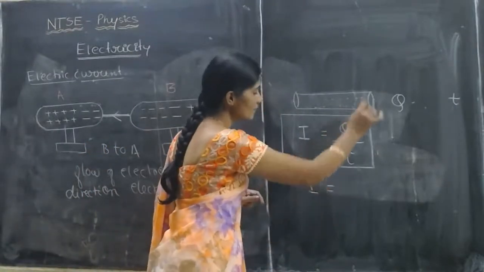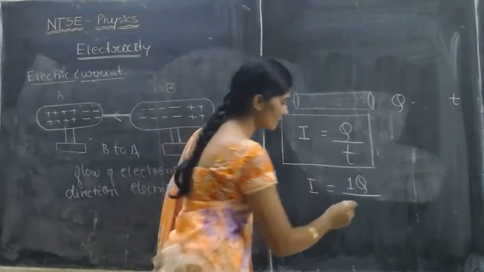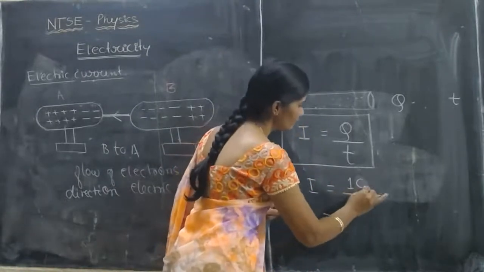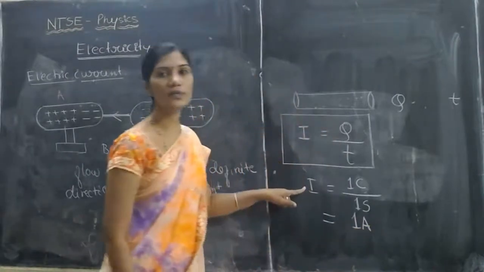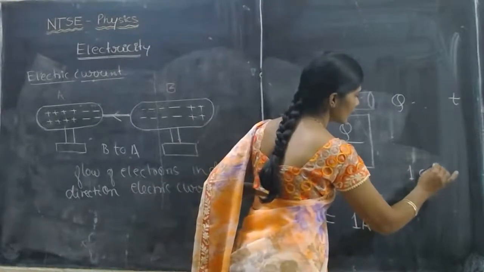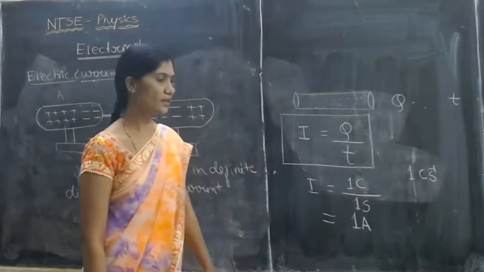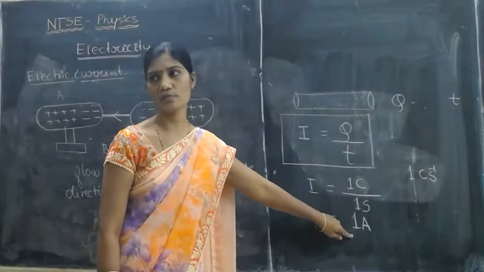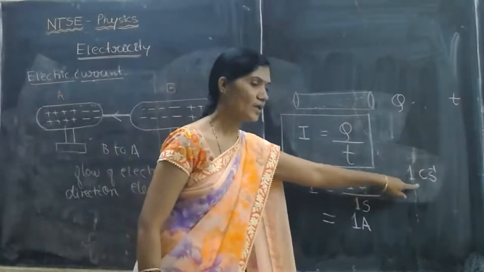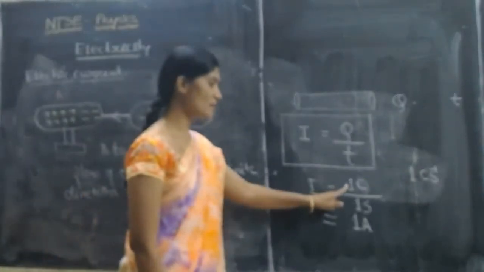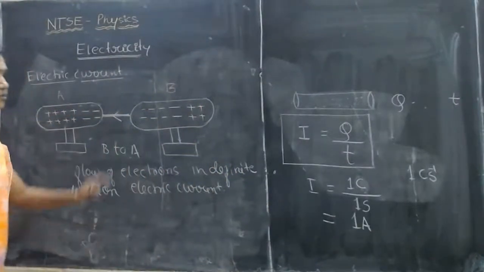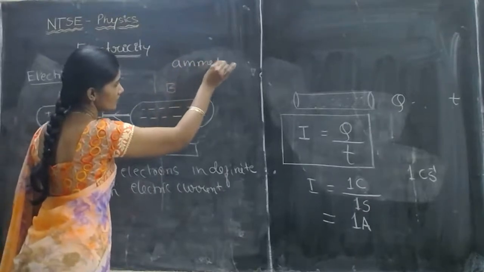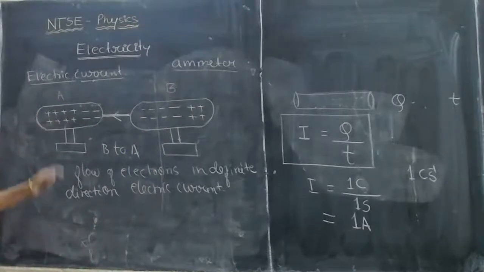If 1 coulomb of charge is flowing across a given cross section of the wire in 1 second, then what will be the current? Current will become 1 ampere. 1 ampere means 1 coulomb per second. This is asked usually in the MCQs. When 1 coulomb of charge flows through a given cross section of a conductor in 1 second, that is called 1 ampere. Is it clear? The device used to measure this current is called an ammeter, and it is always connected in series with the circuit. Now we solve a few questions based on the same concept.